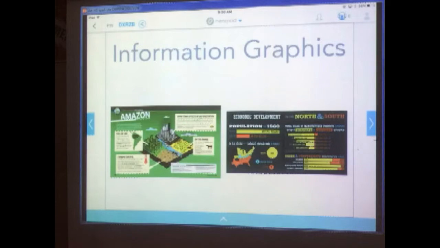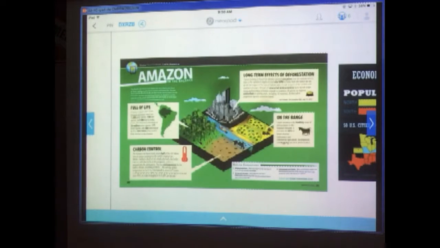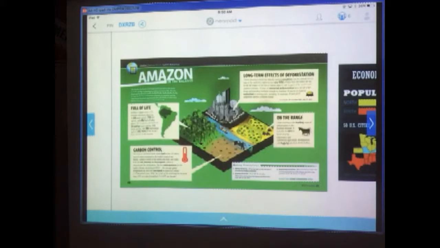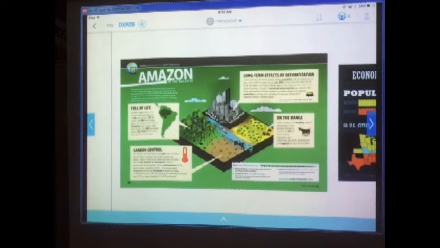All right, then we have information graphics. These are going to be pictures that can be 3D, they can have other different pictures, but they're going to have pictures representing data and information. The first one here is an infographic on the Amazon rainforest or the Amazon region. It shows you a map with the dark area representing the rainforest. It shows you carbon control. It talks about long-term effects of deforestation, cutting down trees, things of that nature. But it's a graphic to help grab your attention.